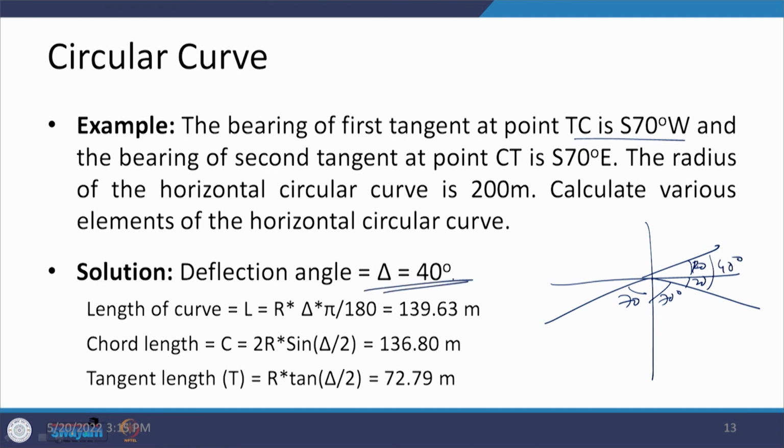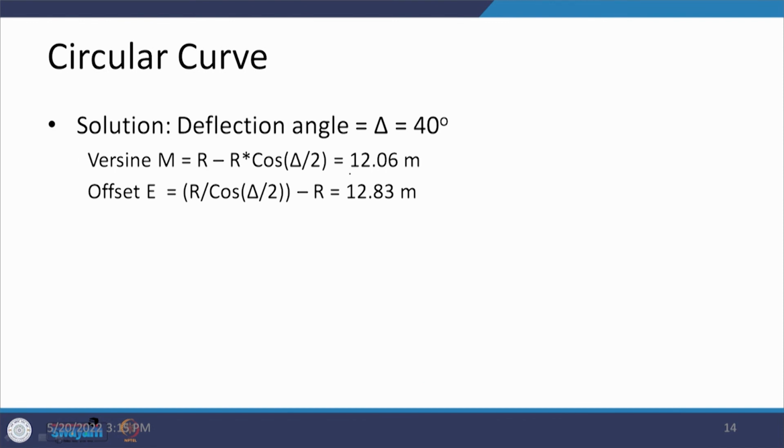So, delta is 40 degrees, and R is given as 200 meters. Again we are doing the same calculations using the same formulas, and what we get is the length of the curve as 139.63 meters, the chord length as 136.8 meters, tangent length as 72.79 meters, versine as 12.06 meters, and offset as 12.83 meters. So, this is how, in the case of a circular curve, we can find out the values of different elements.